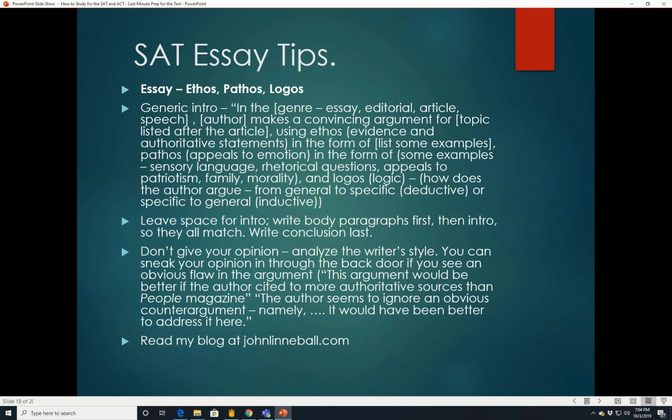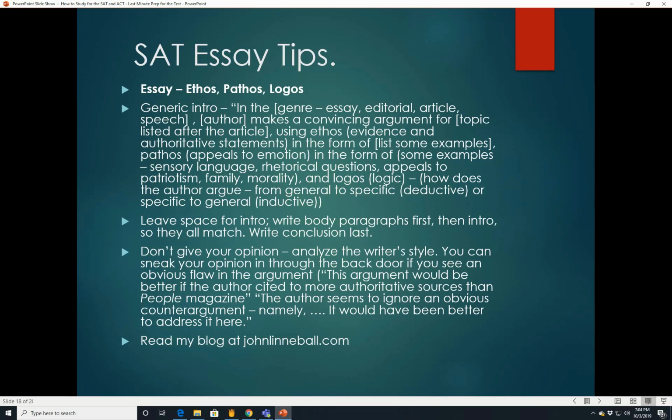So the generic introduction you can use for literally any of the SAT essays is, then name the genre. Is it an essay? Is it an editorial? Is it an article? Is it a speech? They will tell you, so you won't have to guess. The author, name the author. Again, they name the author. You won't have to guess. Makes a convincing argument for the topic listed after the article. They even tell you what the author's point is after the end of the article that you're going to have to read and analyze. So you don't even have to guess.